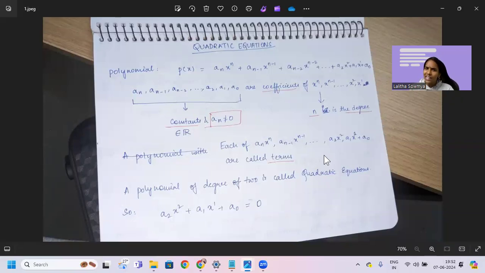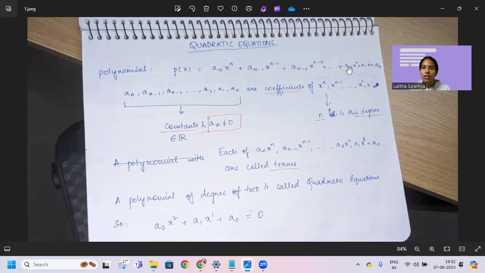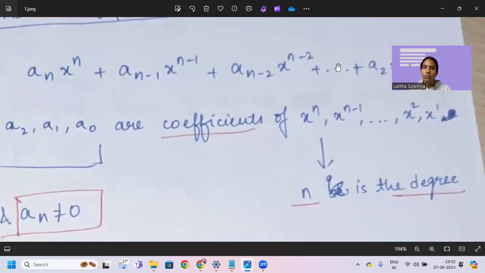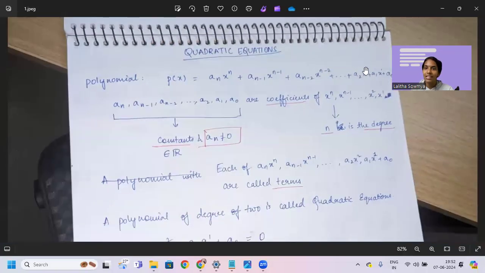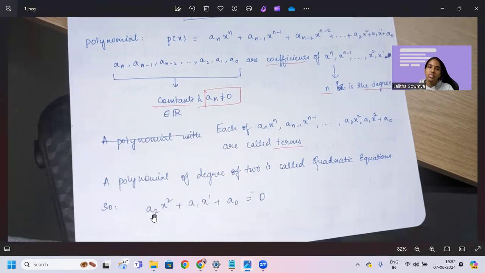Now, what is meant by a degree of 2? Let's understand that. Can you see here, there is an x to the power of 2, right? As I said, the number represents the degree of it. And we just saw a_n x to the power n, right? So if that n is equal to 2, it is called a quadratic equation. That means a2 x^2 plus a1 x plus a0 equal to 0. So this is what is called a quadratic equation.